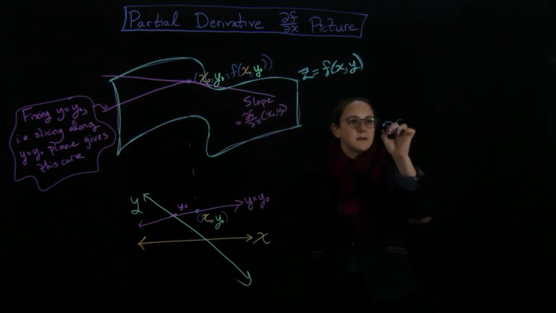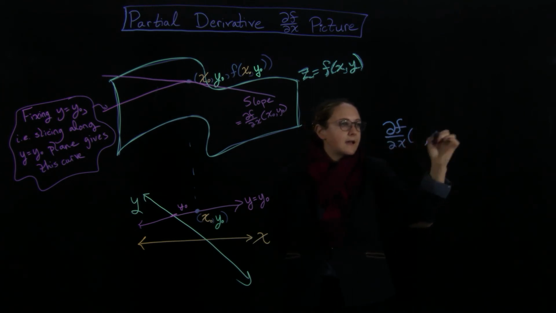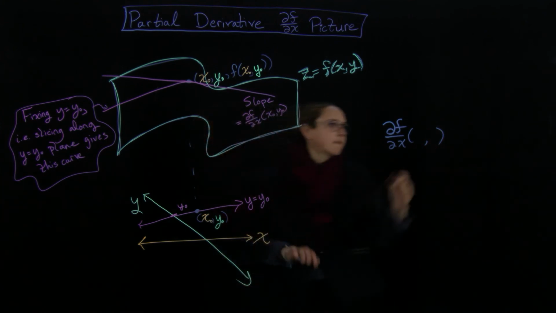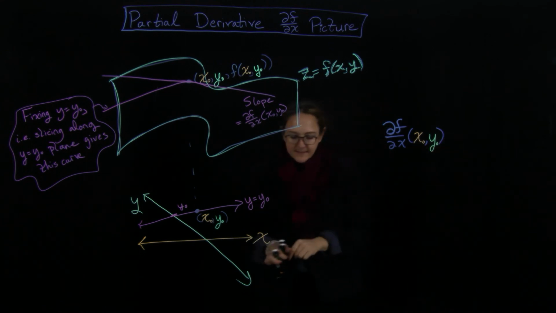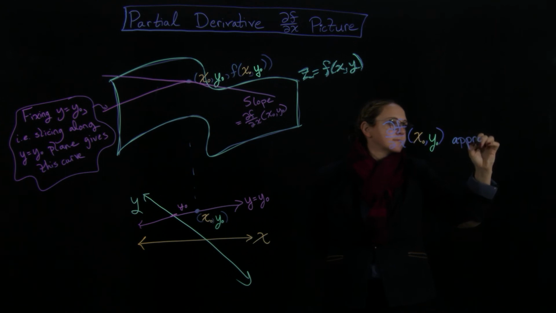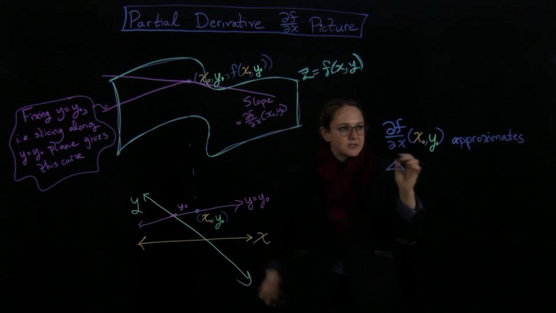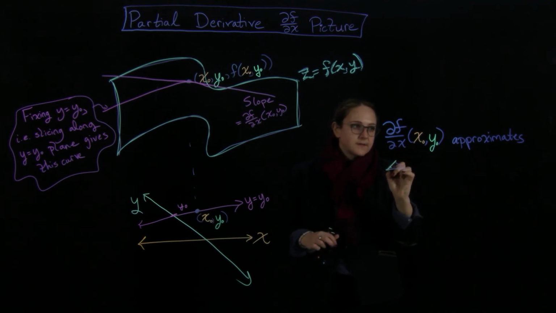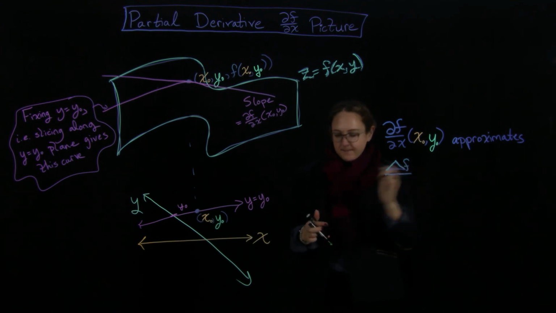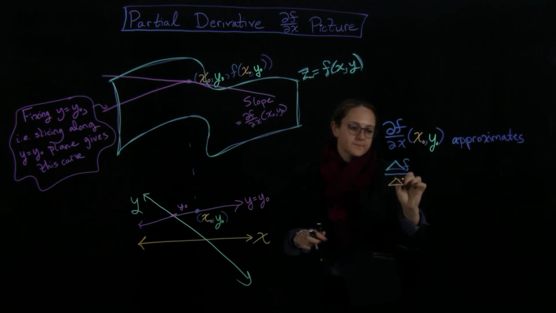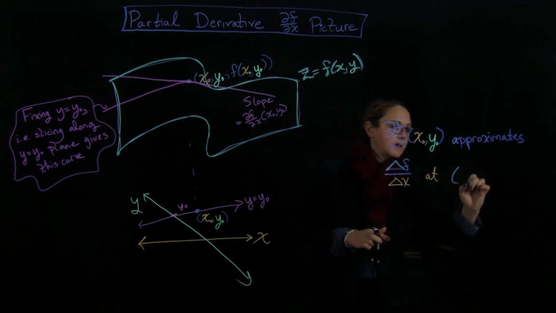Okay, so this partial derivative df dx at x naught, y naught approximates the change in f divided by the change in x at this particular point, so at the point x naught, y naught, okay?